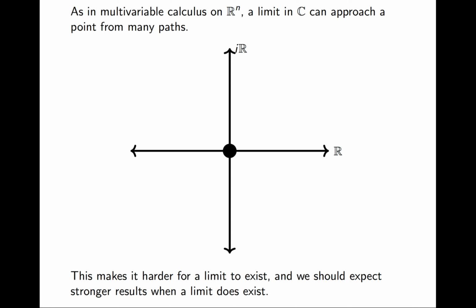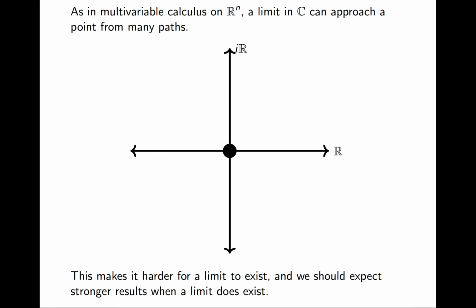Now, one of the challenges and one of the strengths of limits in the complex plane, just as in multivariable calculus, is that you can approach a point in the complex plane from many different paths. So say we take our point to be the origin here, denoted by the black dot at the intersection of the R and iR axes.